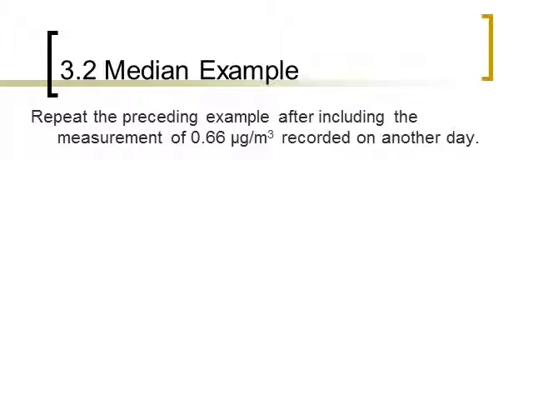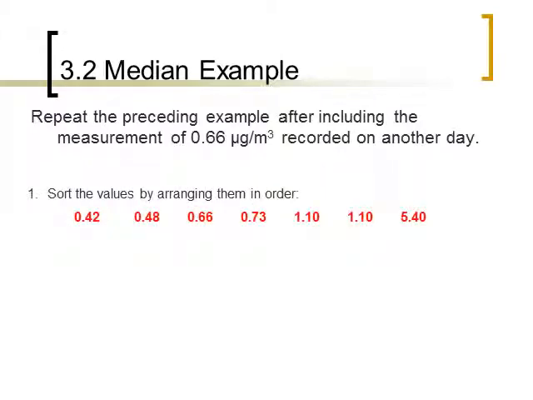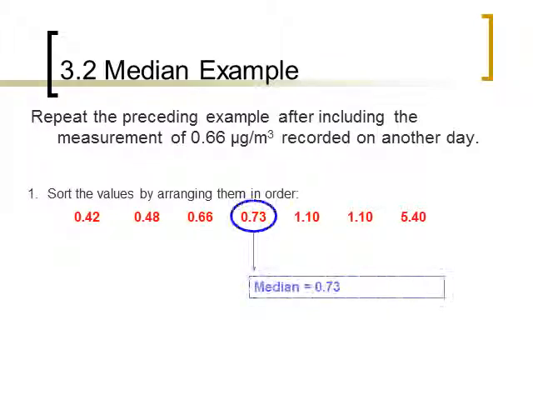What we're going to do now is repeat the preceding example, but we're going to throw in an extra measurement. So I've sorted the values in order from least to greatest, and I've included the extra measurement of 0.66. Now, if we count the numbers, we have 7 value points. Since there's an odd number, there is a number exactly in the middle, so let's circle that number.